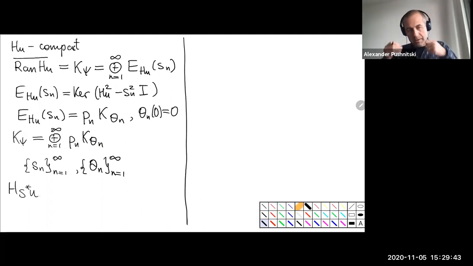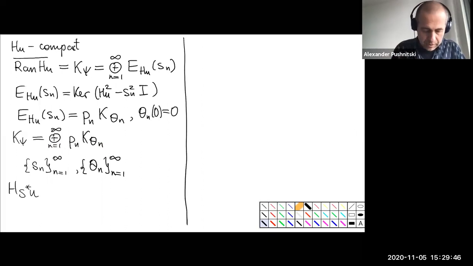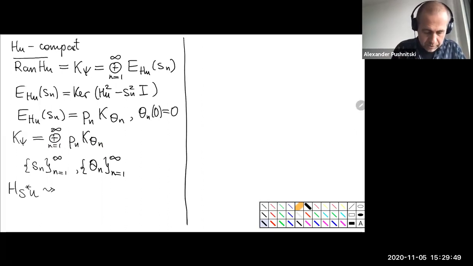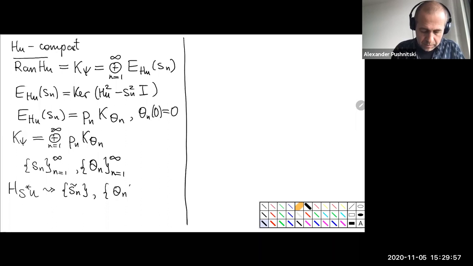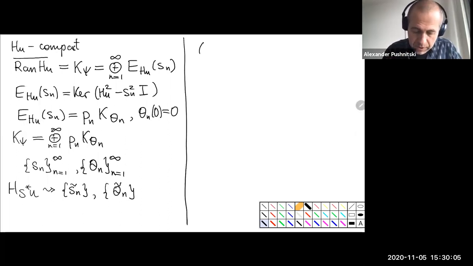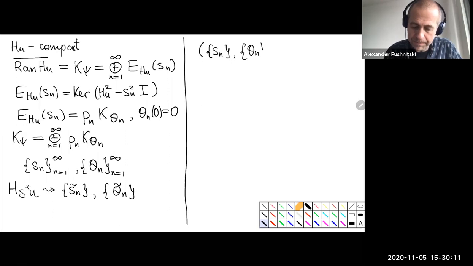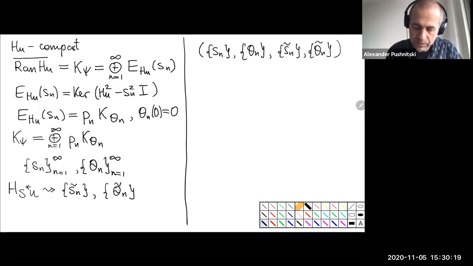So you apply the backward shift to your symbol. Then associated to this guy there will also be some singular values and some inner functions appearing in the spectral analysis of this operator, H_{S*u}. And it turns out that altogether, this is a complete and independent set of spectral data. So this determines uniquely your symbol.